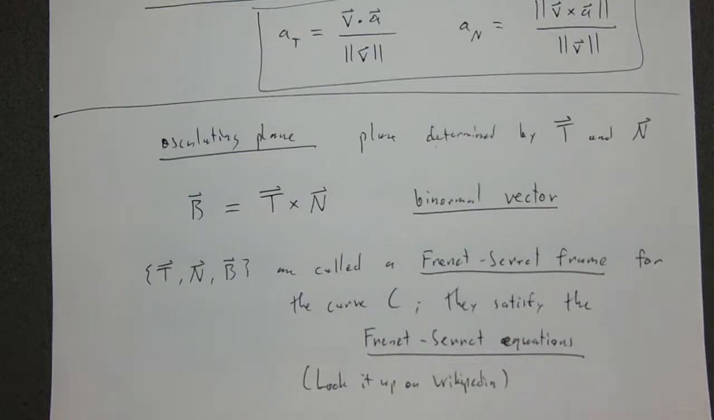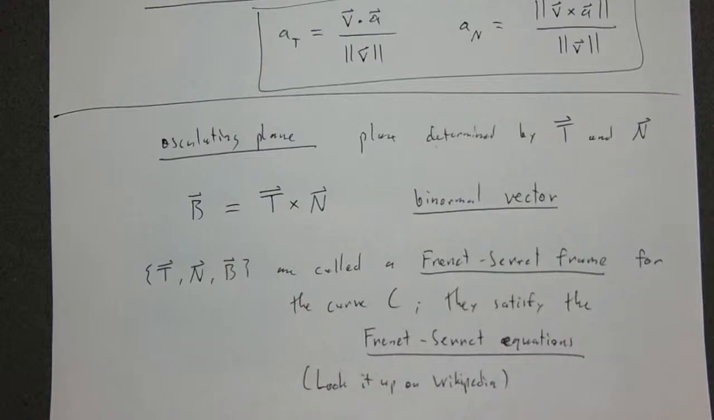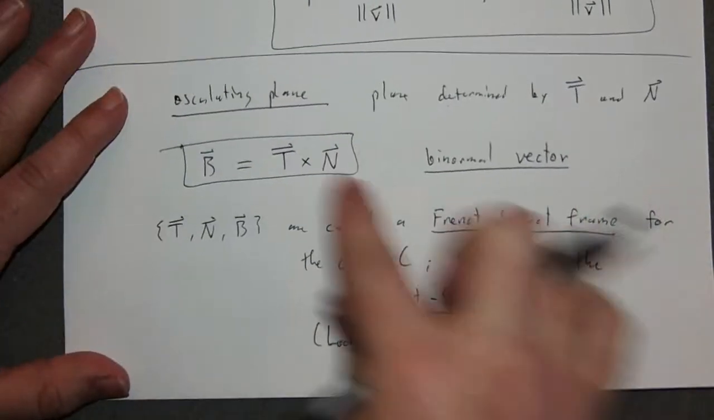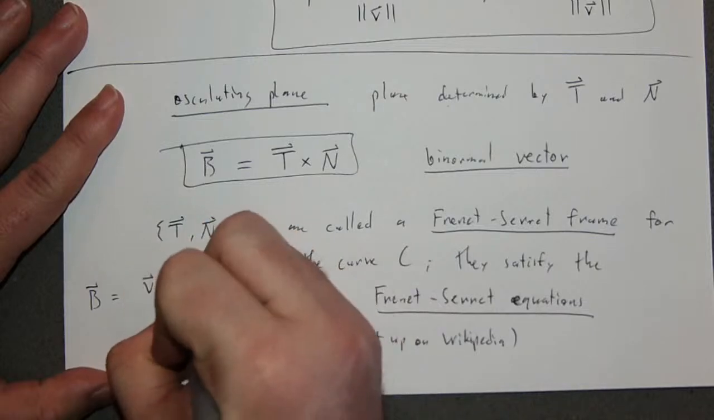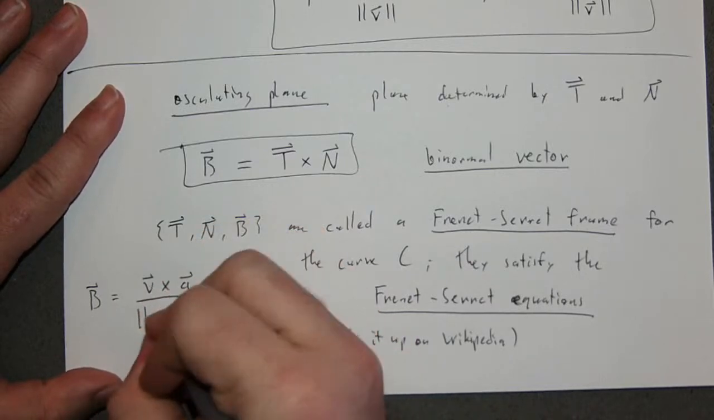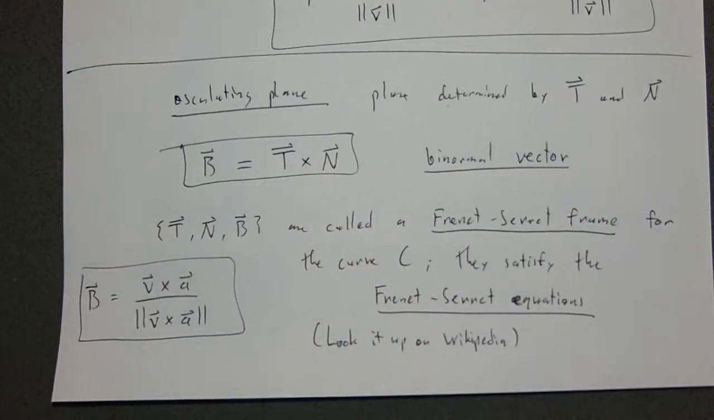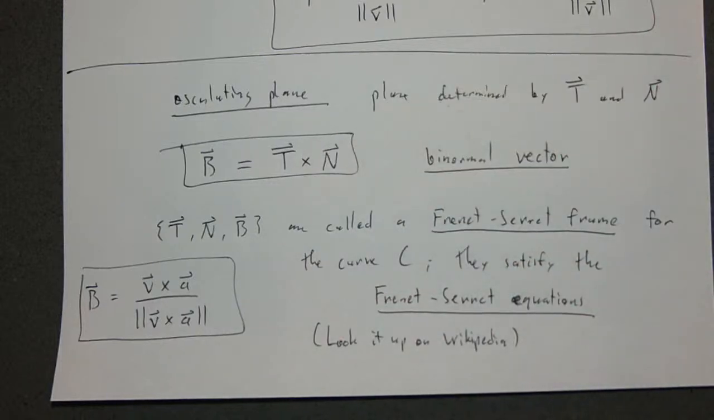Of course, we can actually compute the binormal vector in terms of velocity and acceleration as well. Of course, if you have the tangent and normal vector in front of you, then just crossing them is the easiest thing to do. But another way to describe the binormal vector is it is v cross a over the length of v cross a. So this thing is also a unit vector. You don't just know it from this formula, but it's a unit vector because both T and N are also unit vectors.